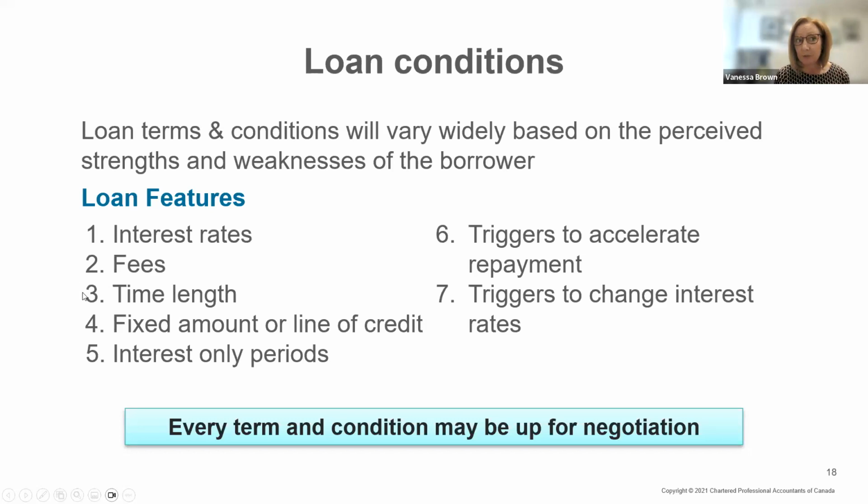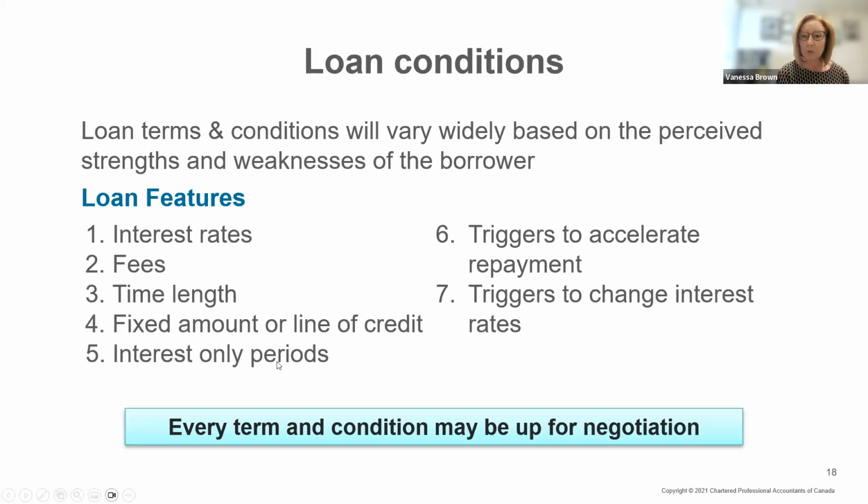There will be a time length associated with when that loan will be repaid. Sometimes with an operating line of credit, there's no term on it in any way, shape, or form. But other ones that are financing equipment, they might be 5-year or 10-year. If they're buildings, they might be the traditional 25-year that we see on the housing market as well. There might be a fixed amount over a period of time that you have to repay, like a term loan. That might be a term loan that's financing operations, that can happen, or it might be just a line of credit that's available at any point in time.